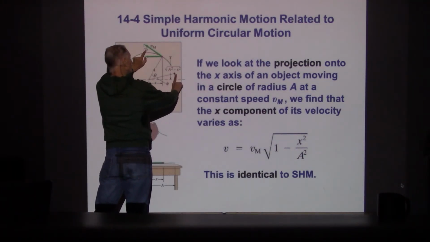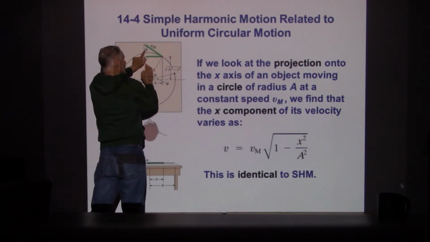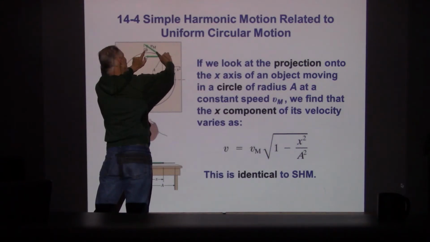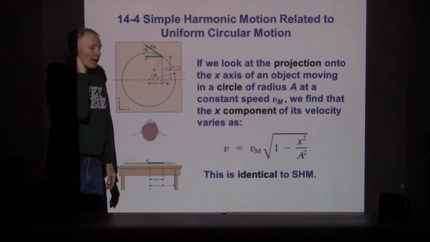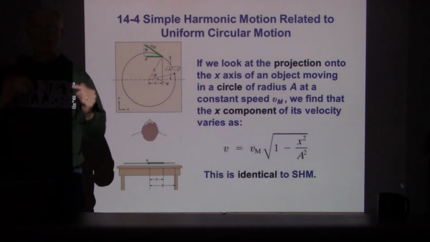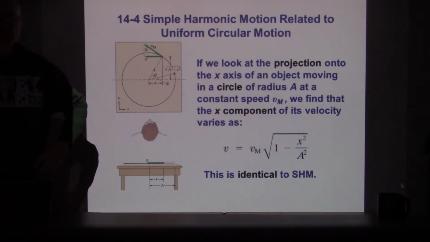At first, most of the motion is in the vertical direction. That's affecting the y component. But then it tips more and more. Now it's more and more in the x direction. So it turns out that the projection of uniform circular motion onto the x-axis gives us a cosine omega t function. That's simple harmonic motion.